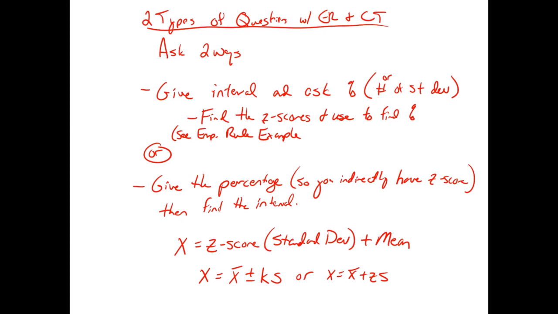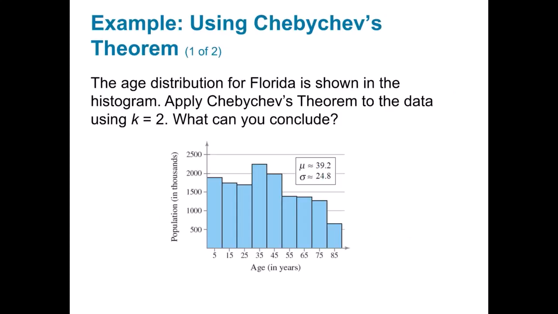But that's all there is to it. Here, I'll give you the age distribution of Florida. And so we want to apply Chebychev's theorem to the data using k equaling 2 and figure out what we can say based on that. I'm giving you indirectly your z-score, right? So k is 2, which means z is positive and negative 2, right?